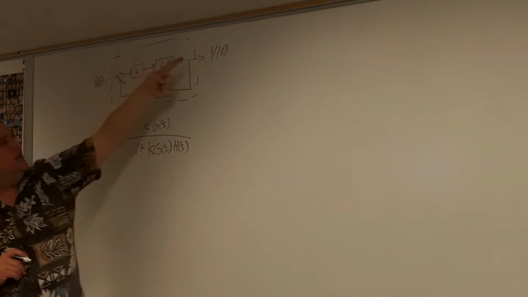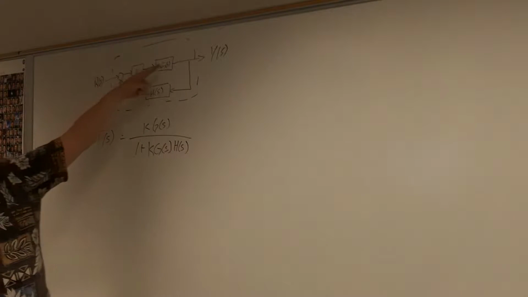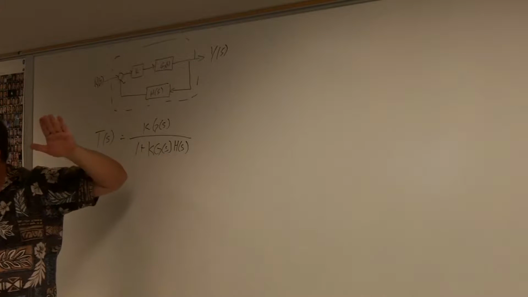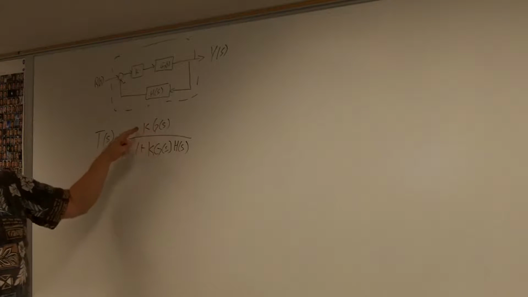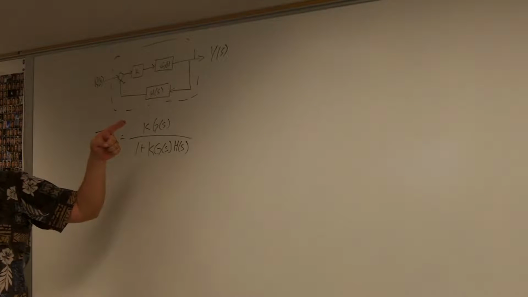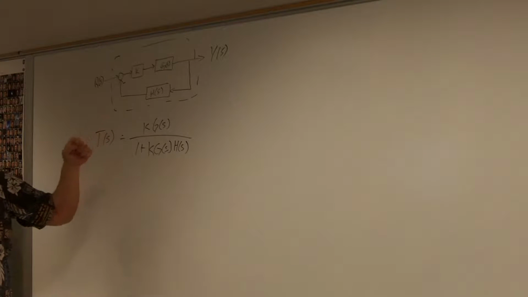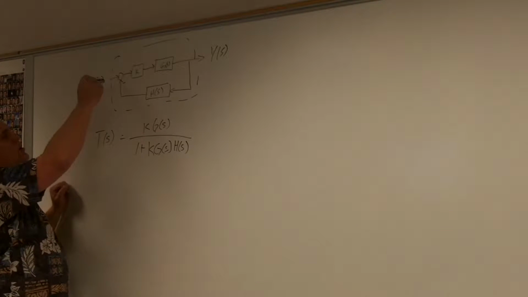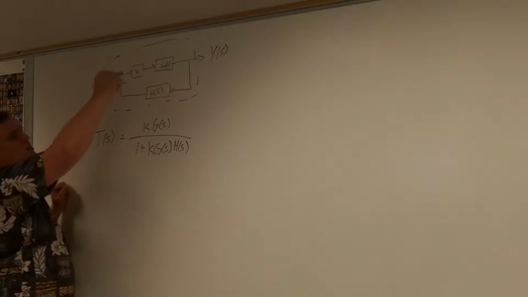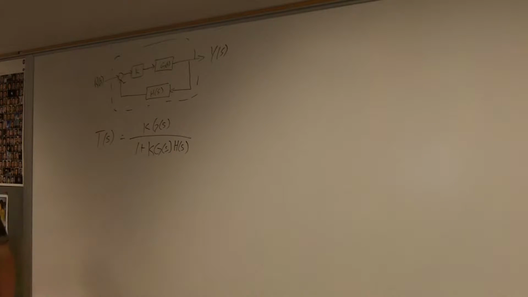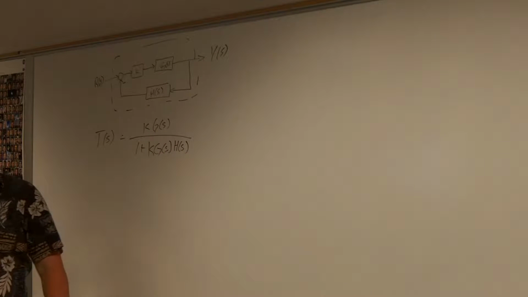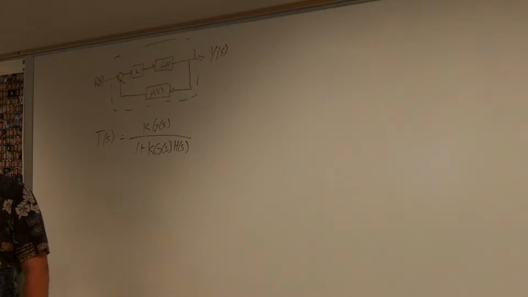From R to Y, whatever's in here along the top line is directly proportional. So directly proportional is going to be whatever's here. And it's going to be inversely proportional to 1 plus the net thing coming around. So 1 plus the loop is the denominator, and just whatever's in the straight line, and whatever's on top goes on top. Okay, so that's kind of the quick, easy way to write it.